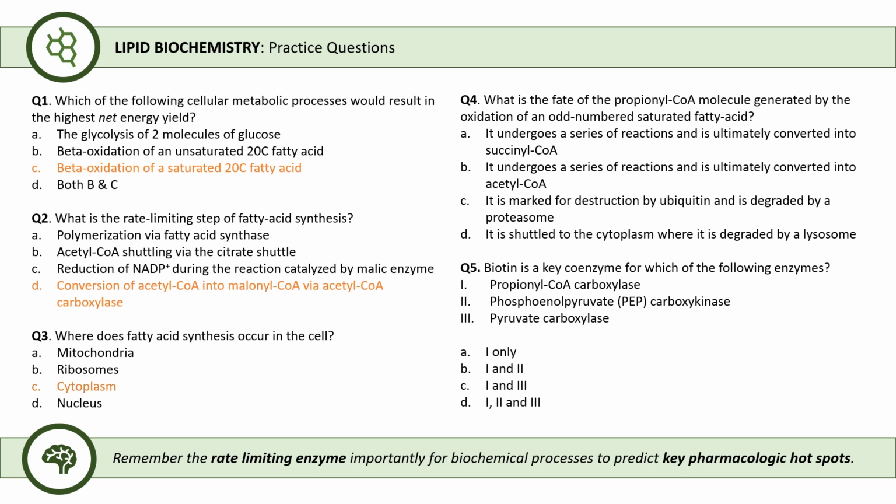Question 4. What is the fate of the propionyl-CoA molecule generated by the oxidation of an odd-numbered saturated fatty acid? I'll give you a moment to take a look at these options. Hopefully you remember, of course, that we can take that 3-carbon molecule and transform it into malate, but then ultimately into succinyl-CoA, and succinyl-CoA can go into the citric acid cycle, but also into gluconeogenesis.